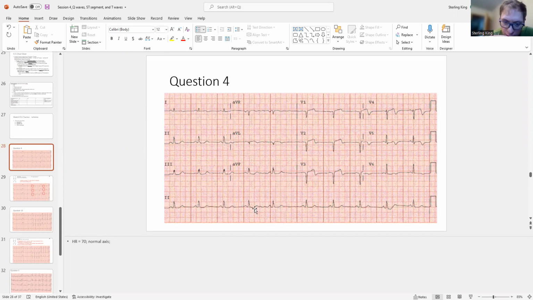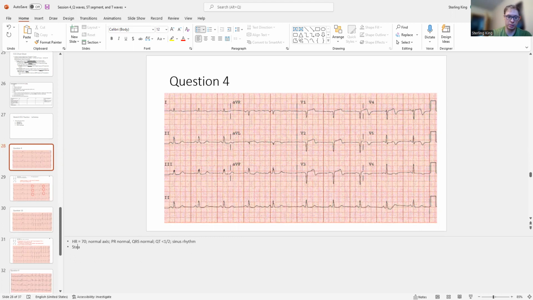Rhythm. I actually usually do intervals before rhythm. I find this helps. It looks like the PR interval is less than a box, so it's not delayed. There's no AV block. So PR is normal. QRS looks normal, not wide. QT is less than half, so that's normal. Now for rhythm, I'm looking for P's to my QRSs, and I have one P per QRS. So it looks like a normal sinus rhythm.